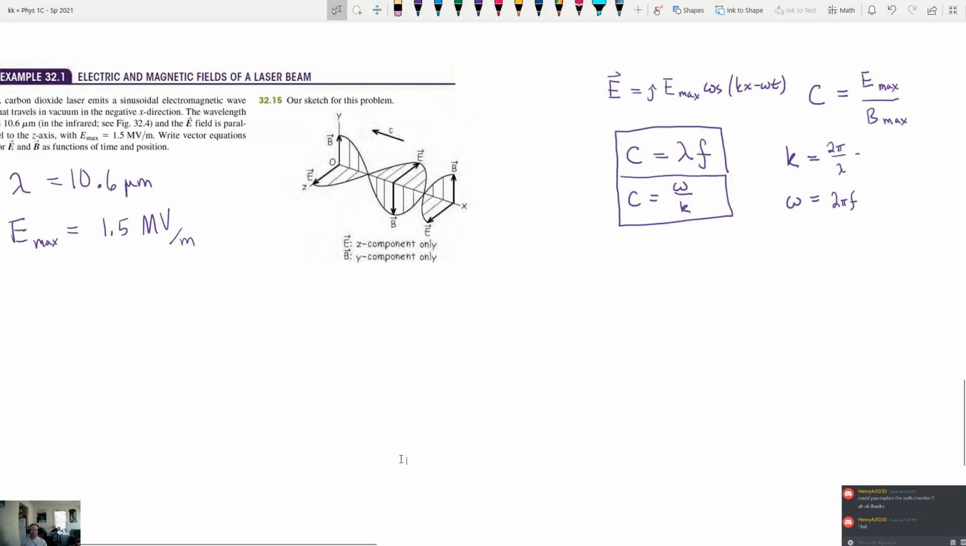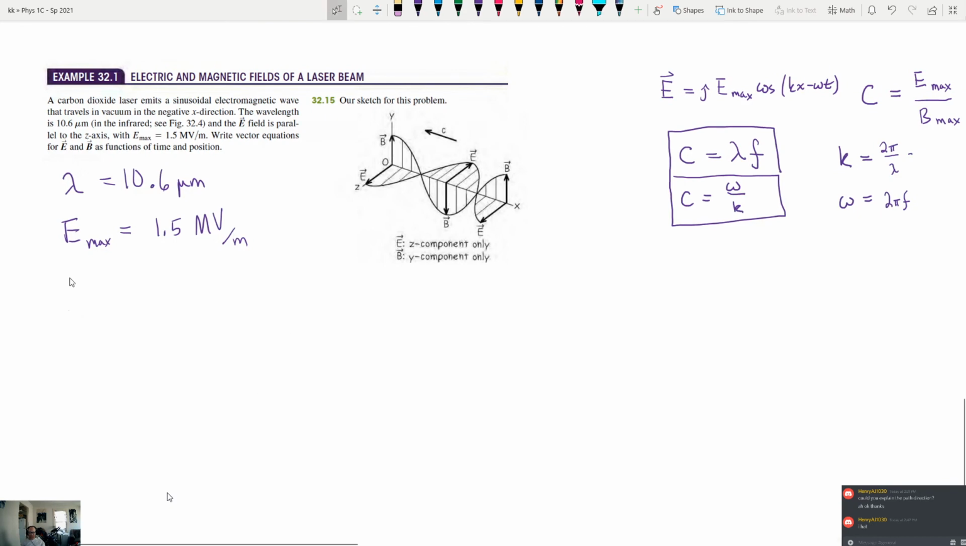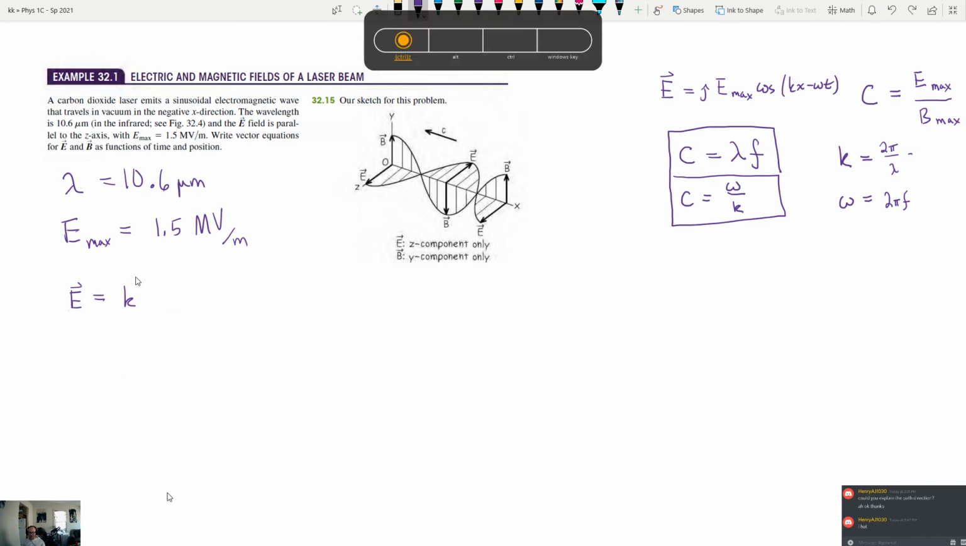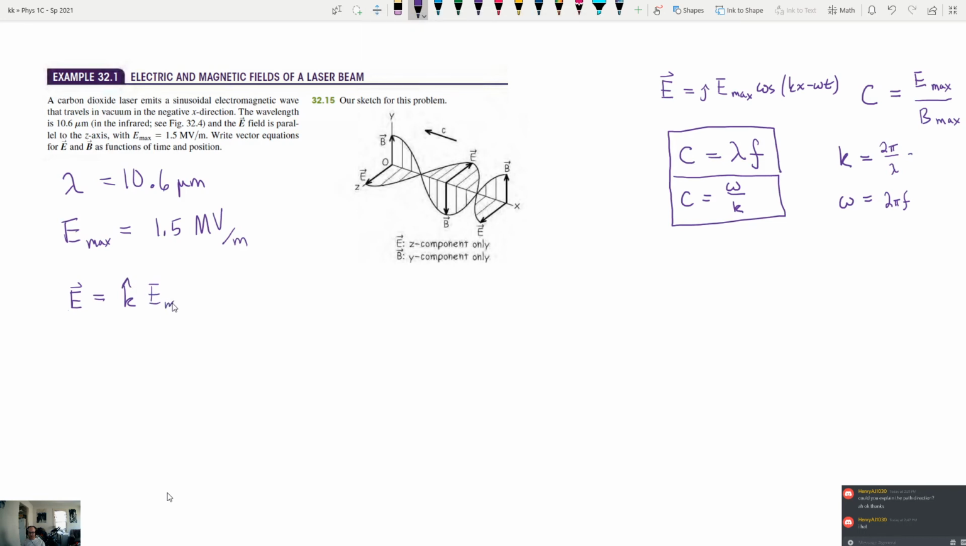Okay, so we want to write, basically, the electric and magnetic field as a function of time here. So let's start off with the electric field. The electric field is actually oscillating in the z direction, right? So we're going to have to put a k hat in here, multiplied by Emax, which we know, multiplied by the cosine of kx minus omega t, which we don't know. So we're going to need to calculate k and omega; we have Emax, right?